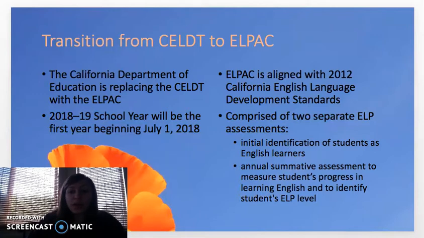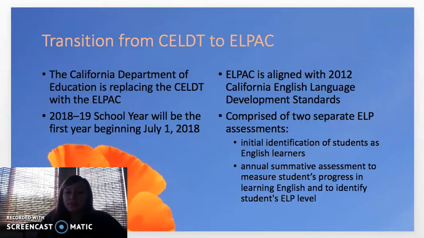So it's comprised of 2 separate English language proficiency assessments: the initial identification of an English learner, and an annual summative assessment to measure their progress. So where are they? As they enter the public school system and English is their second language, where are they within their English development? How much English do they know?